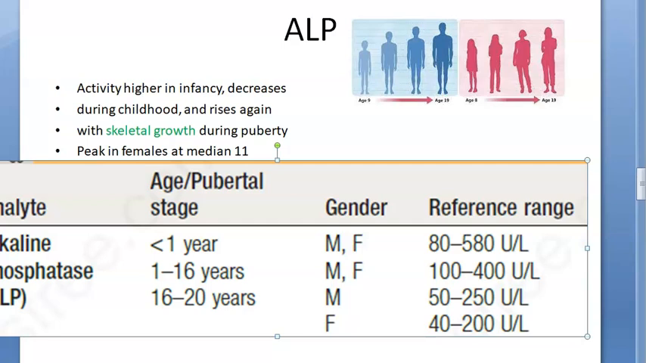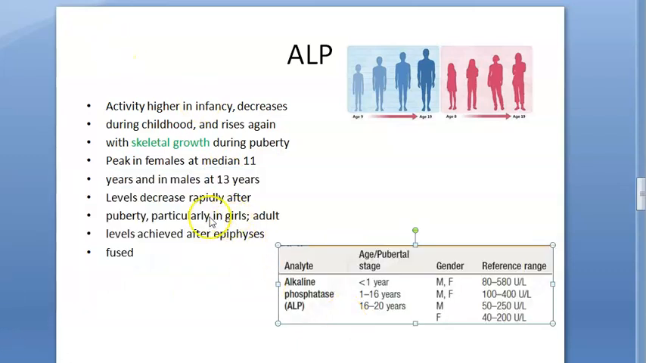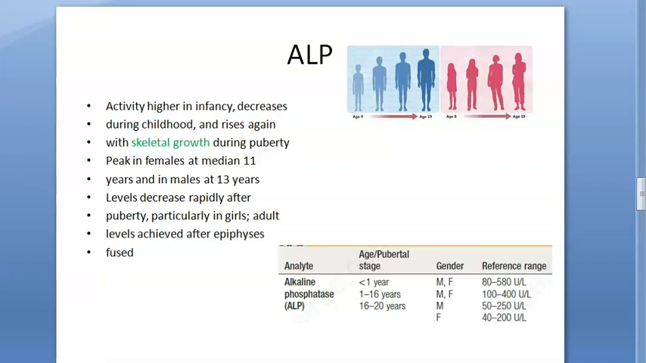These are the values that the textbook is talking about. Alkaline phosphatase at less than 1 year will be around 80, then around 16 years it is 100, but slightly less in females, they are showing here. Once the epiphysis is fused, adult levels of this enzyme are reached, they are saying. Anyway, just remember it is important for skeletal growth.